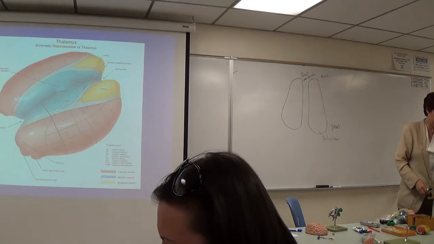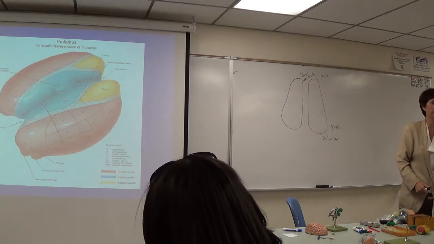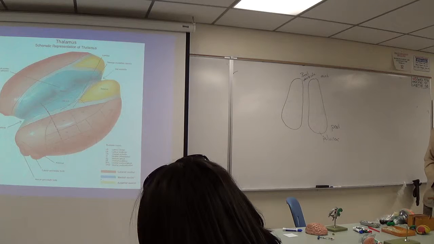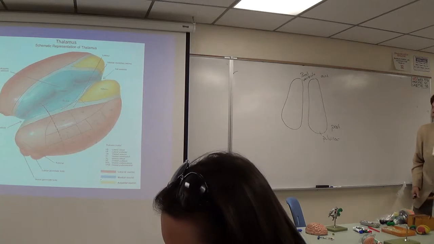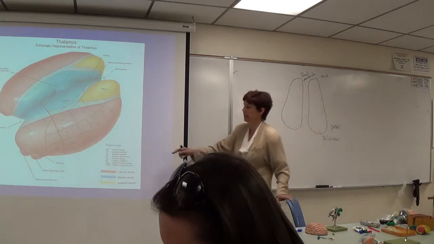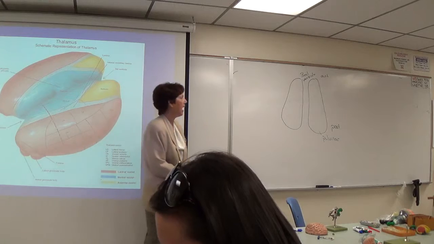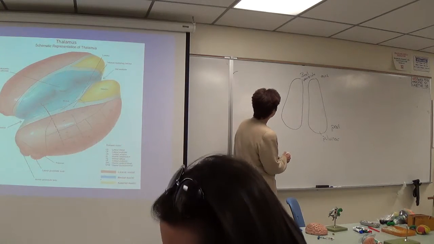I list ventral lateral, anterior, and medial. You do not have to know those and their specific functions. All right, I do want you to know lateral geniculate and medial geniculate. The lateral geniculate and medial geniculate you can see down here as these two bumps. And so what happens, let's see if I can put this.